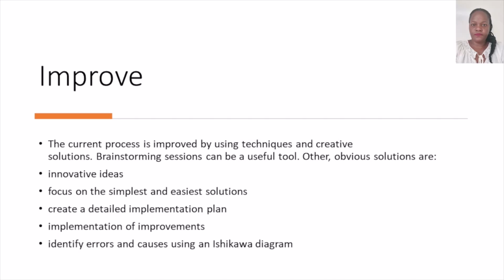you have a detailed implementation plan of the improvements that you're going to do. You identify errors and causes of a problem using the Ishikawa fishbone diagram, and the brainstorming sessions can be useful in this phase because you now want to pick out the solutions that you have selected and try them out to find out which one is the ideal one.